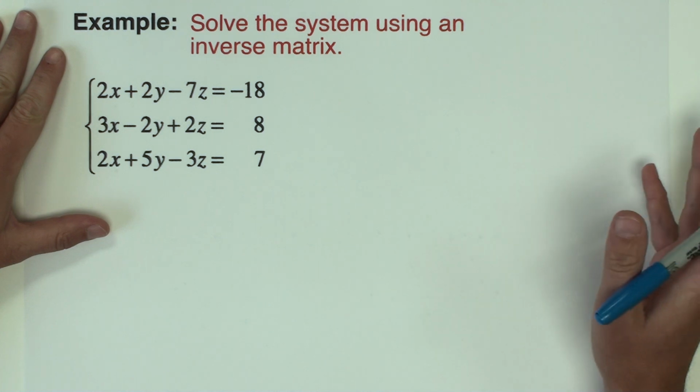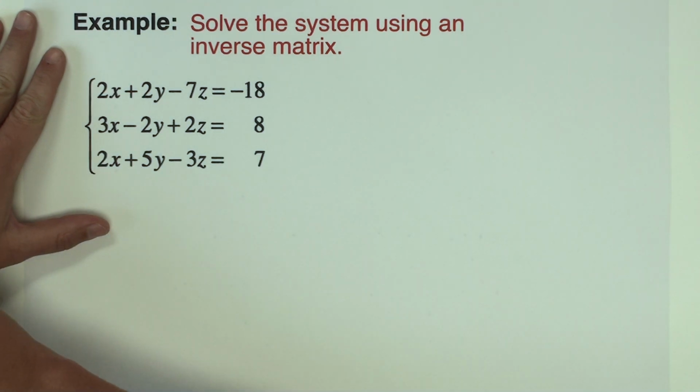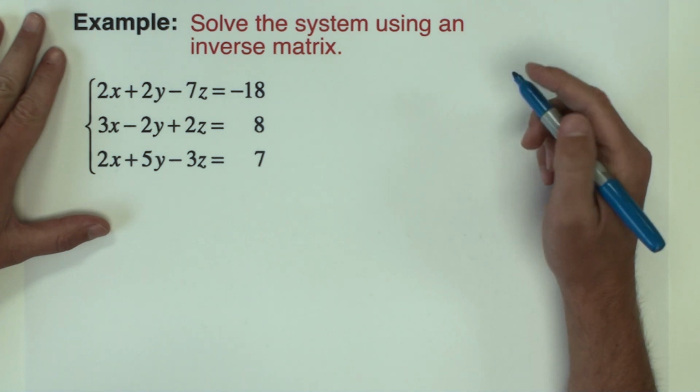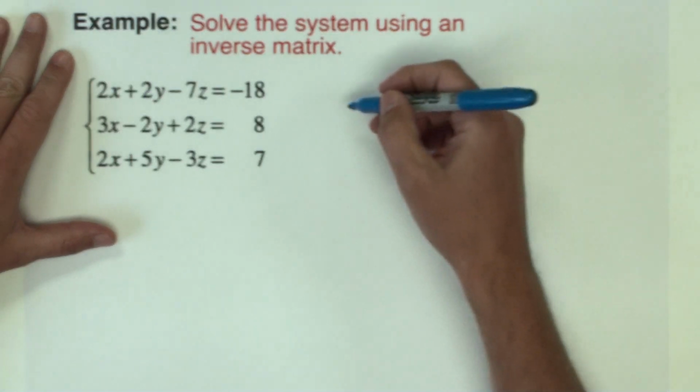Okay, let's do one more example of that. Okay, here we're asked to find the solution to this system. Now I've got a 3x3 system, 3 equations and 3 variables. Inverse matrices can solve this if it has a solution. So let's go ahead and get that set up on paper.